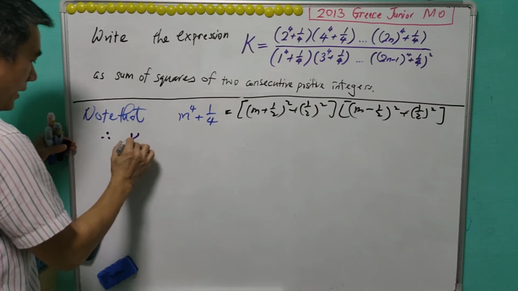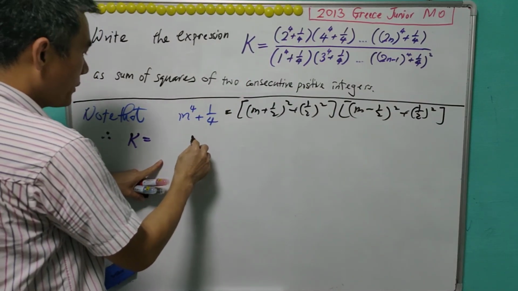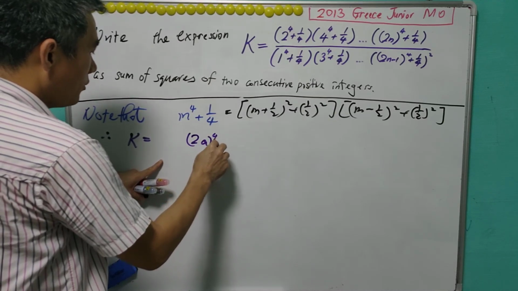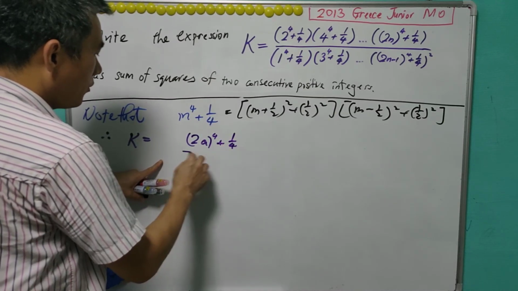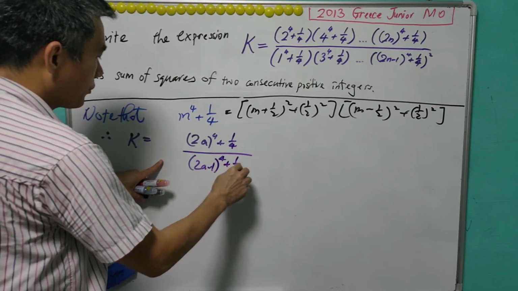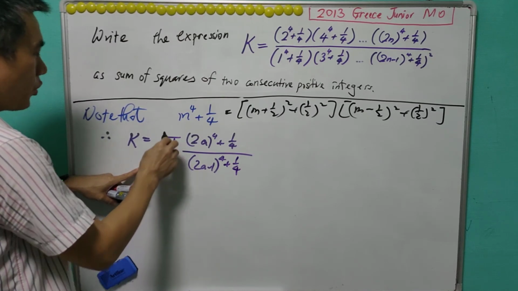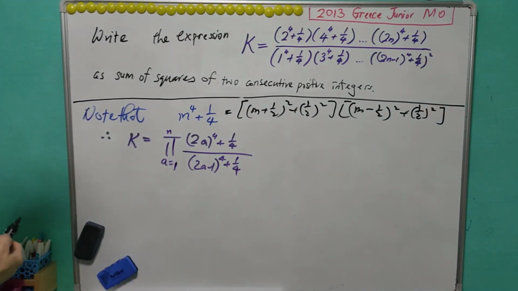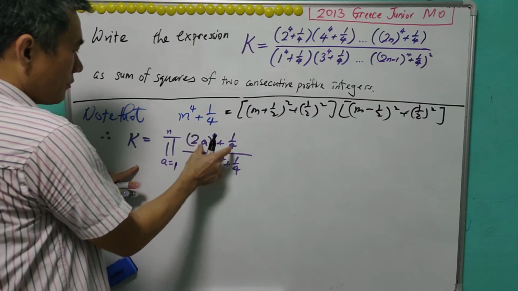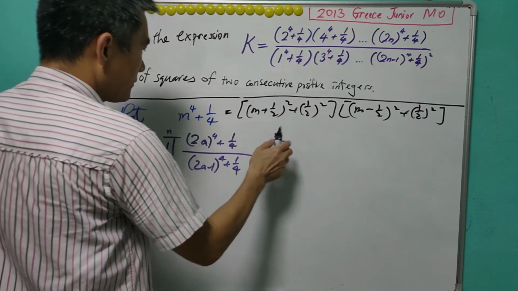So now we know that k can be written as, the general form will be (2a to the power 4 plus 1 over 4) over (2a minus 1 to the power 4 plus 1 over 4). And we take the product running from a equals 1 to n. And we know that each of the terms can be written in this form.